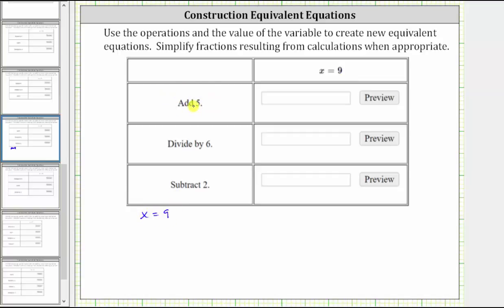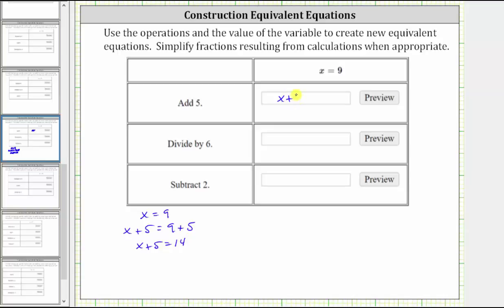To create an equivalent equation to x equals 9, we must perform the operation to both sides of the equation, and because the operation is add 5, we begin by adding 5 to both sides of the equation. This gives us x plus 5 equals 9 plus 5. Simplifying the right side, 9 plus 5 equals 14. The first equivalent equation is x plus 5 equals 14.